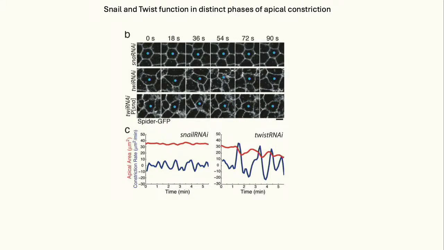When one removes twist, on the other hand, one does see these pulses. But there was a constriction phase, and that should have been followed by a stabilization phase. That stabilization phase is not coming up at all. So twist is responsible for stabilizing the constriction, and snail is most likely important for even just having constrictions in this system. And that's all that we really know at the end of the study.